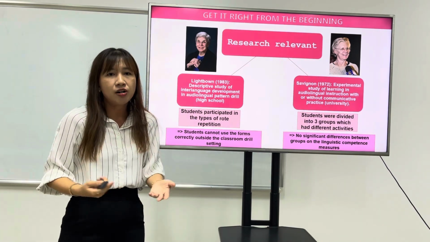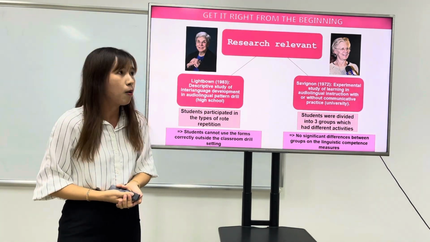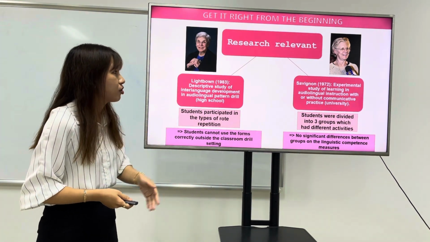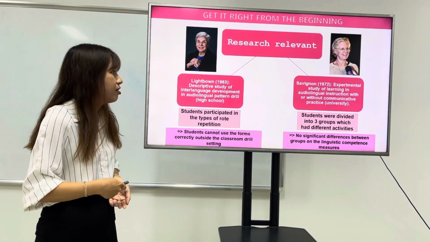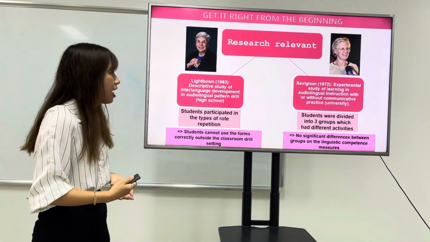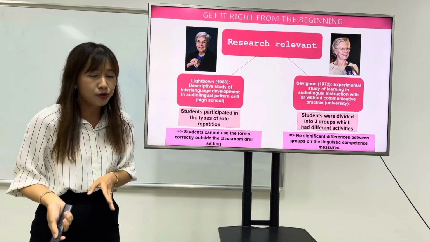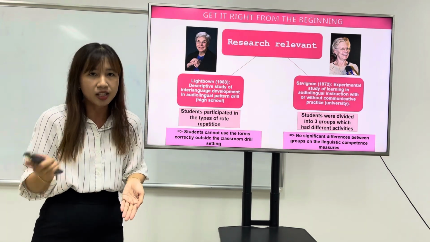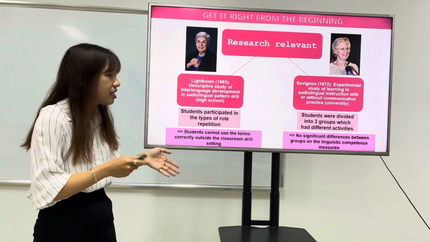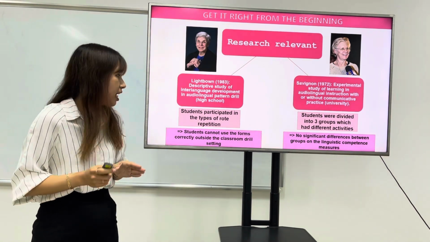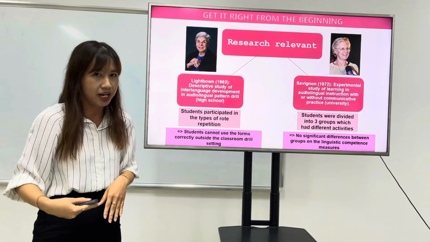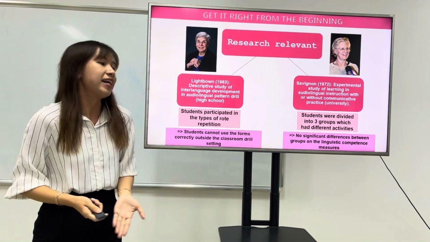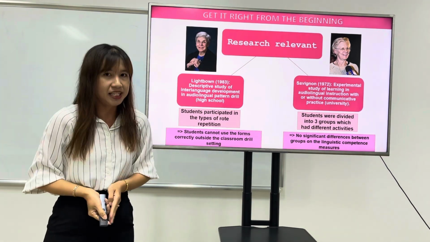There are a total of 2 studies related to the proposal Get it right from the beginning. The first one was conducted by Linebaugh, 1983. This is a descriptive study of interlanguage development in audiolingual bottom groups, and it was conducted with students from 13 to 16 years old in high school. In this study, the students had to participate in a trial of rote repetition. The reason is that the students cannot use the forms correctly outside the classroom drill setting.